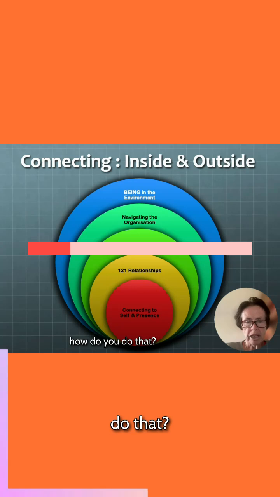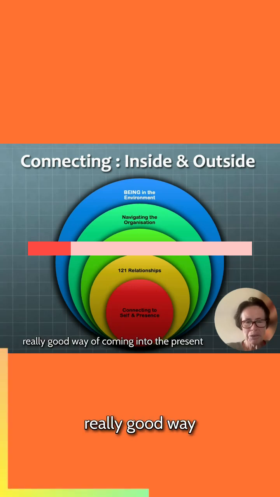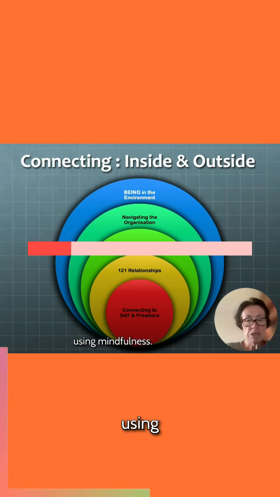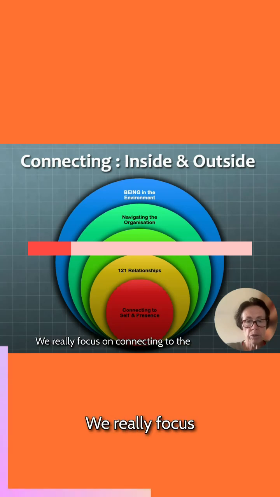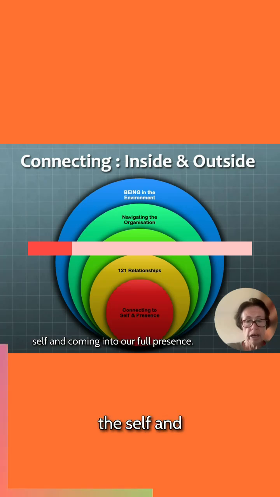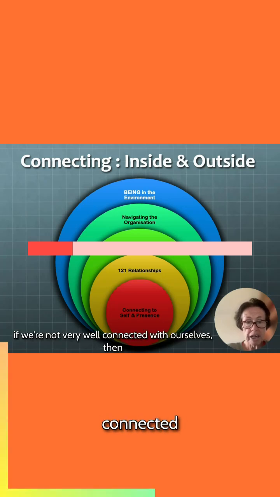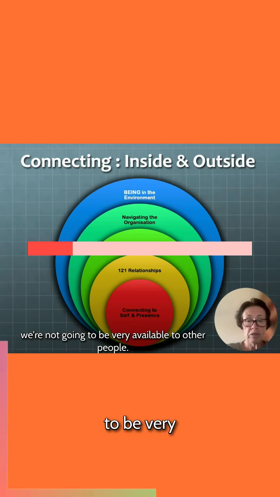How do you do that? The person-centered method is a really good way of coming into the present. Using mindfulness, we really focus on connecting to the self and coming into our full presence. If we're not very well connected with ourselves, then we're not going to be very available to other people.